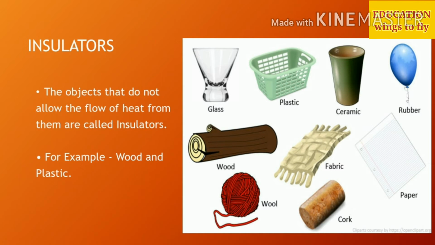Insulators. The objects that do not allow the flow of heat through them are called insulators. For example, wood and plastics. In the picture you can see many more insulators like ceramics, rubber, wood, wool, cork, paper, and glass, which are a few examples of insulators that do not allow heat to flow through them.